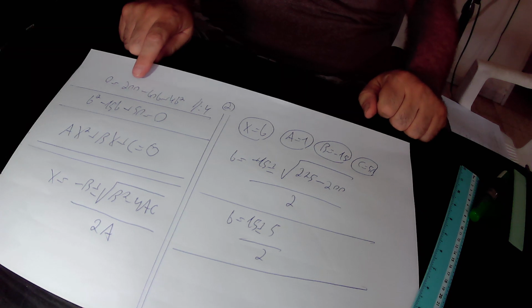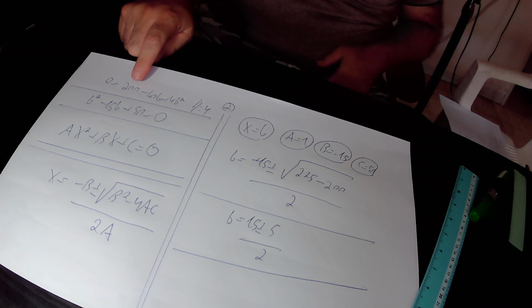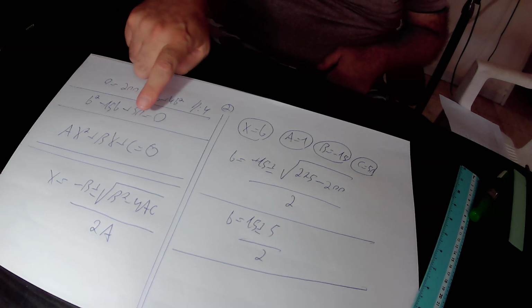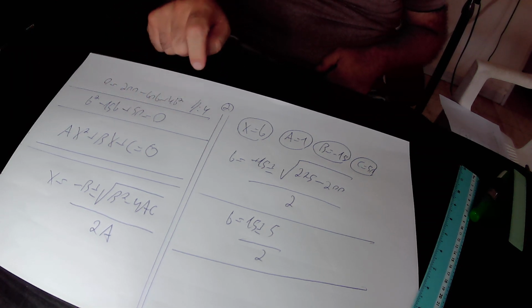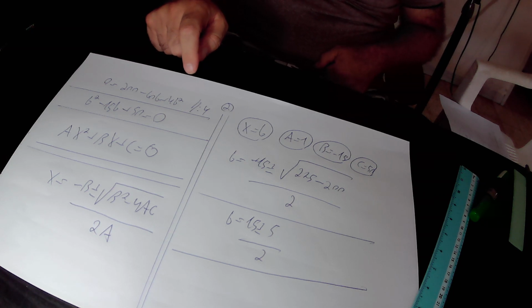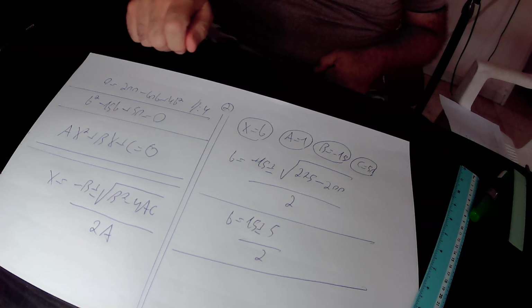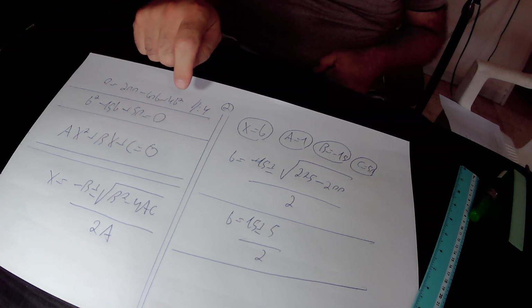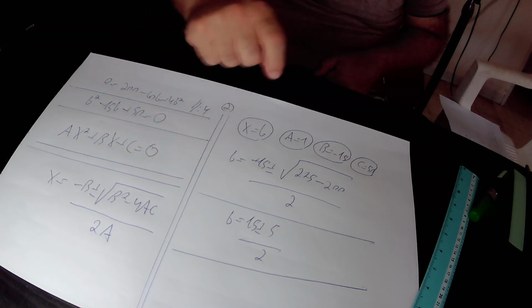So this is a quadratic equation, and the general formula for a quadratic equation is ax squared plus bx plus c equals 0. In this general formula, a, b, and c are the coefficients of this quadratic equation, and x is the variable that we are looking for. And we will find the value of x according to the following formula: x equals minus b plus minus square root of b squared minus 4 times a times c, over 2a.